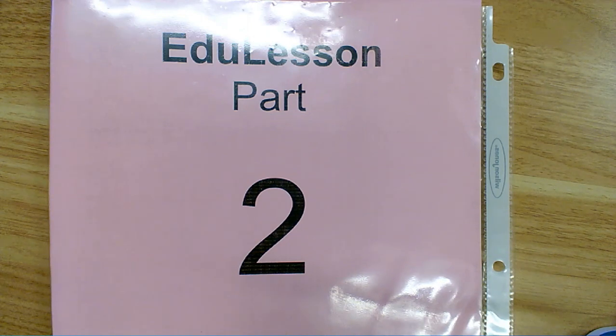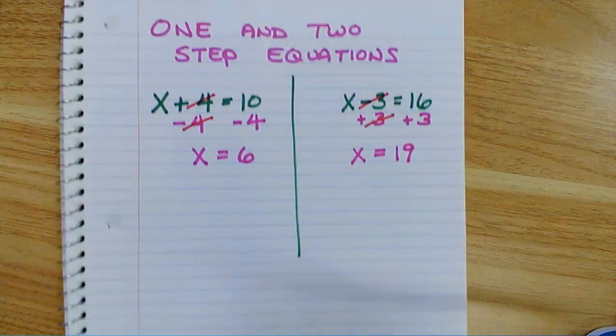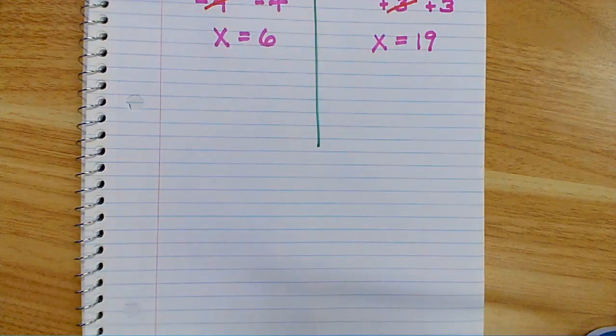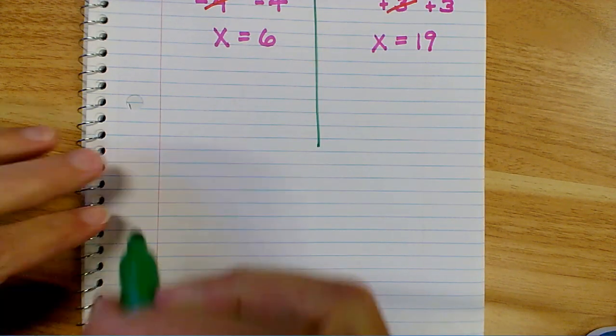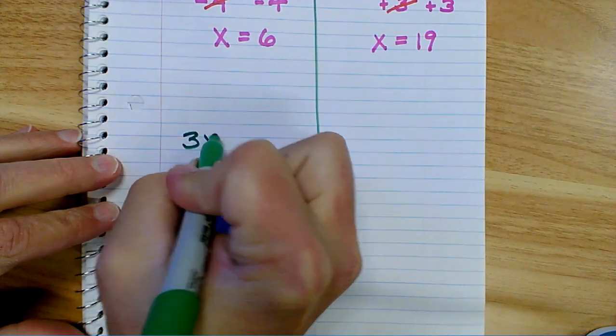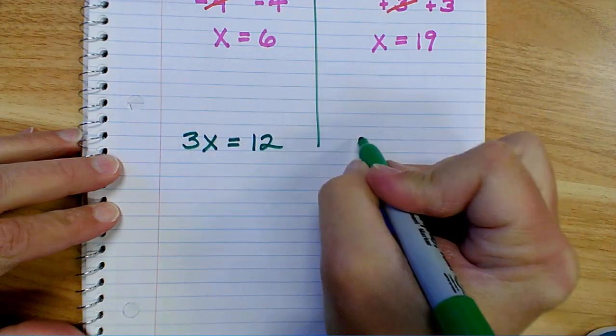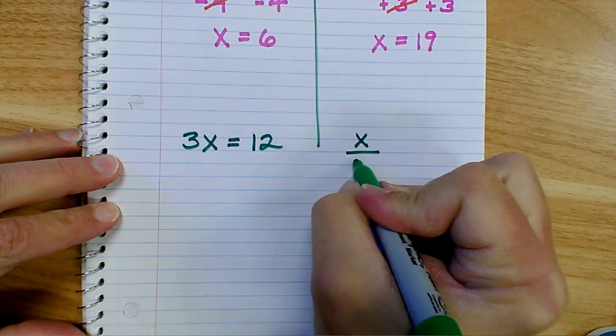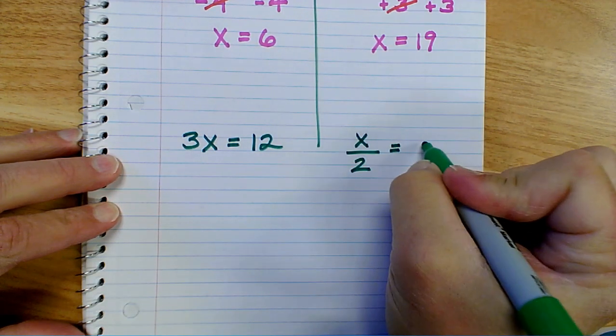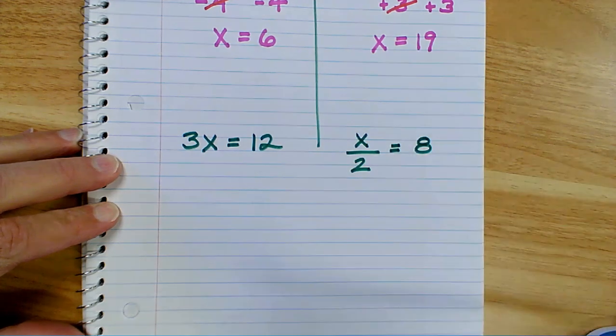Welcome to part 2. We're going to do a couple more one-step equations. So let me give you 2 equations here. We're going to go with 3x equals 12. We're also going to go with x over 2 equals 8.